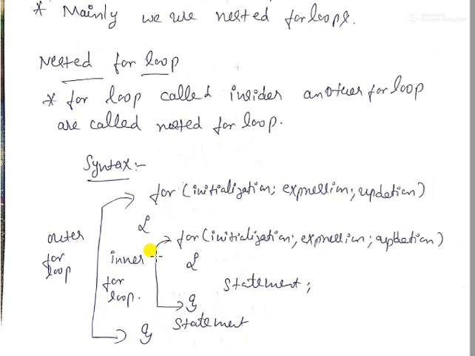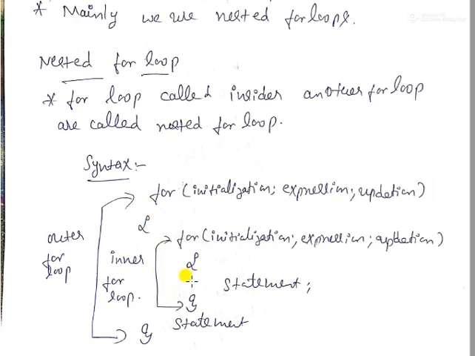So for loop na, so if you call another for loop inside, that one is nested for loop. So syntax is first for loop. So initialization, expression, updation same. Okay, inside for loop again what did we do, we called a for loop: initialization, expression, updation. So this outer for loop, the for loop that is outside, this one is outer for loop. So and then inner for loop.